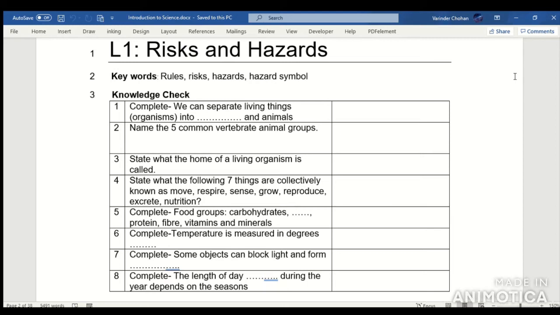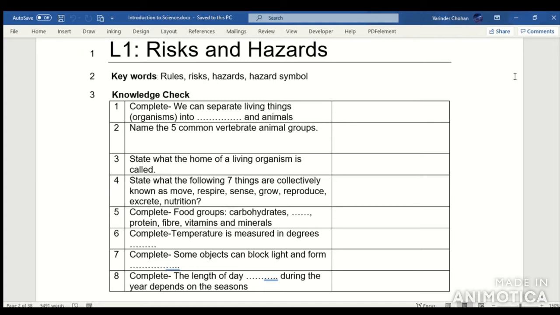Hello and welcome to lesson number 1, Risks and Hazards. By the end of this lesson, you will be able to answer the following question. What are the risks of working in a science lab? The key words for this lesson are rules, risks, hazard, hazard symbol.